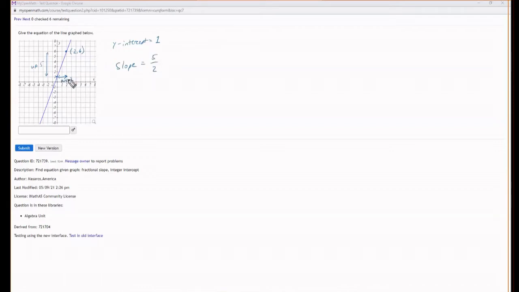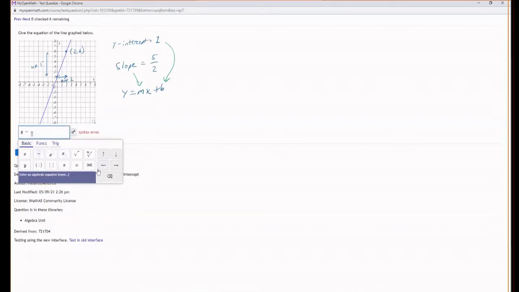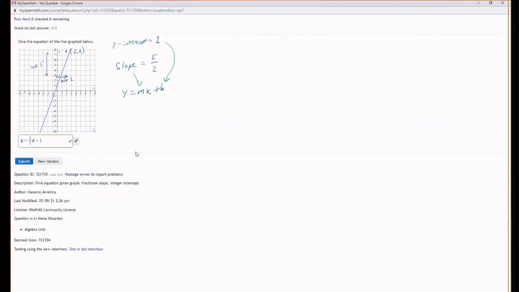Okay. So if I can start with a point and I can find the slope, then I can write down my equation directly, right? Because we have y equals mx plus b, where the slope is the m and the y-intercept is the b. So then I would just have y equals 5/2 x plus 1.